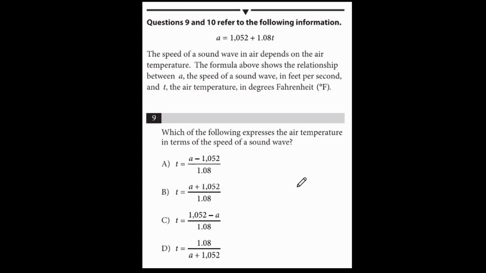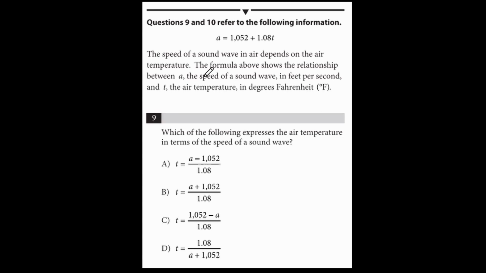So for questions 9 and 10, we're going to use this information. From what I've seen, when they say 9 and 10 are going to use the same information, two problems are going to use the same information, you're going to use your solution from the first part on the second part. So whatever solution we gain from number 9, we're going to use in number 10. Most of the time, I can't guarantee.